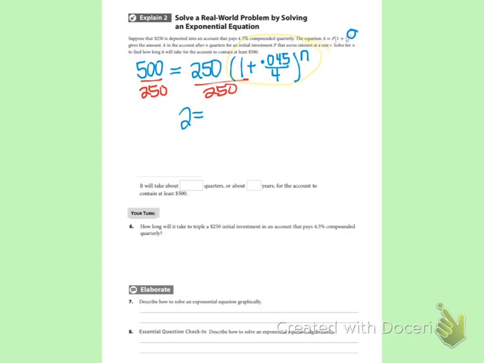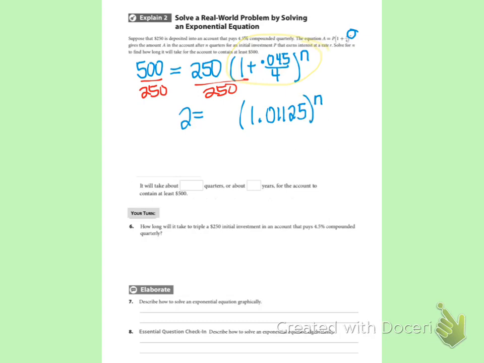And I know that 0.045 divided by 4 is 0.01125. So this is like saying 1.01125 to the n power.